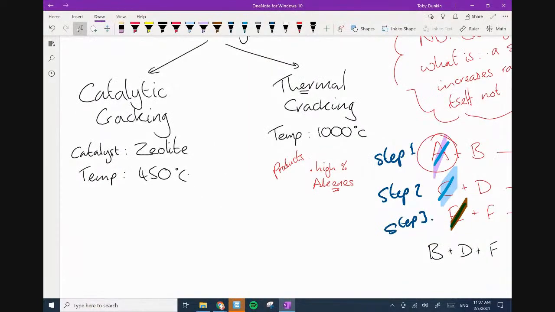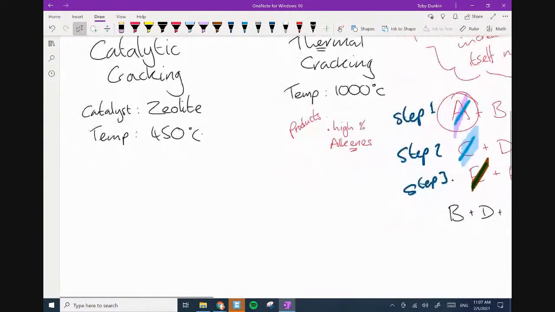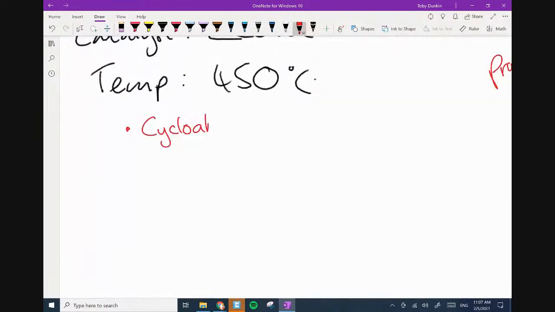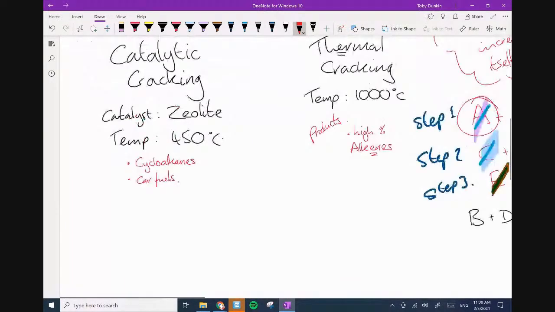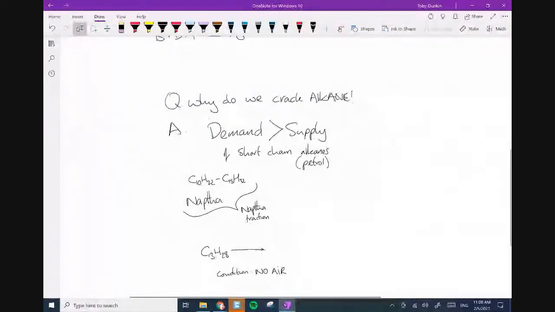So why do we do catalytic? The reason why catalytic, we get cyclos. We get cycloalkanes, which are car fuels. We get a high percentage of cyclos. Now let me show you what this is about. Because, by the way, can I just say, you need to know those little bits and pieces.